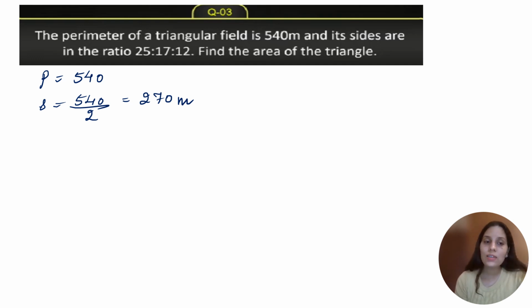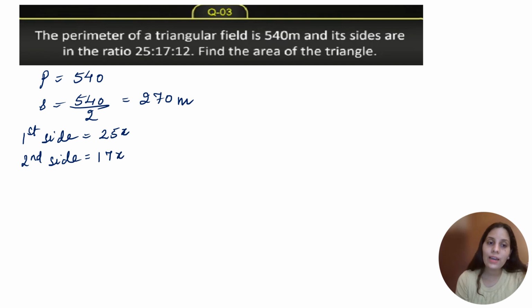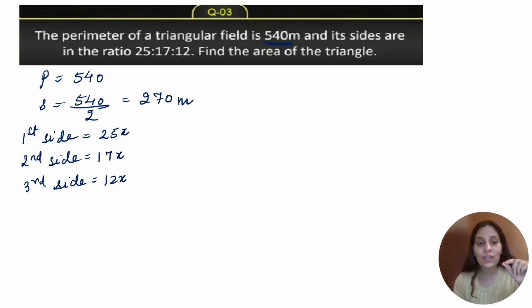So first thing is, let the first side be 25x, second side be 17x, and third side be equal to 12x. Now, as we know that perimeter is 540, using this information, first I need to find the value of x. Once you find x, then you can find the sides. And once the sides are in place, then we will find the area of the triangle.